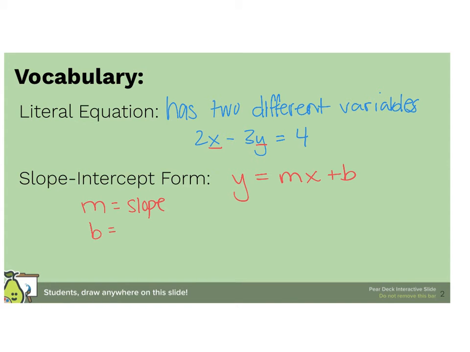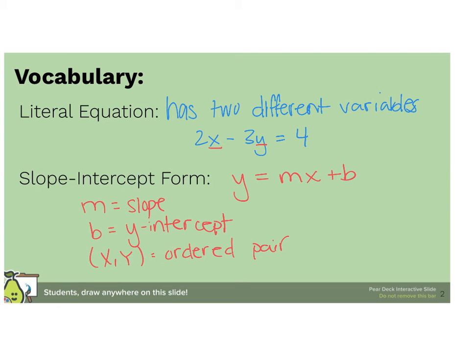B stands for something called a y-intercept, which we'll learn in the next couple of weeks. And then x and y, they're an ordered pair. But they're going to stay x and y. Like m will be a number and b will be a number. But x and y stay x and y.